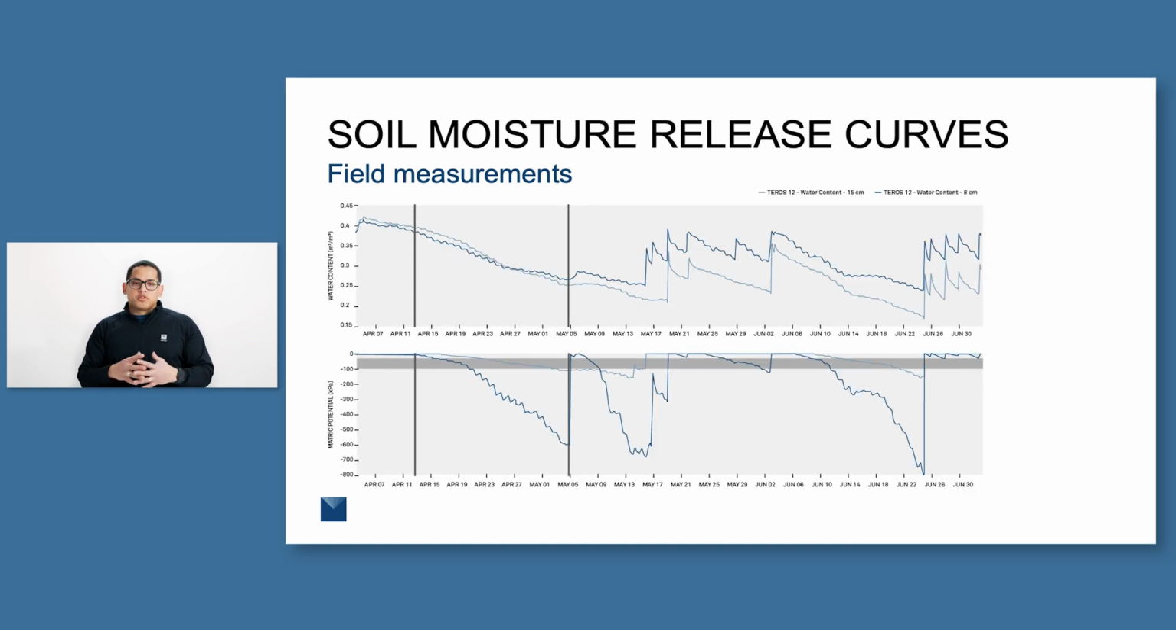So this is an example of what that looks like in one of our field measurements, where we have two sets of sensors at 8 centimeters and 15 centimeters. On the top, you can see the water content measurements over time. And then on the bottom, you can see the water potential measurements over that time. We decided to focus in on one drying period to see if we can generate the soil moisture release curve based on that drying trend from those two sets of measurements.